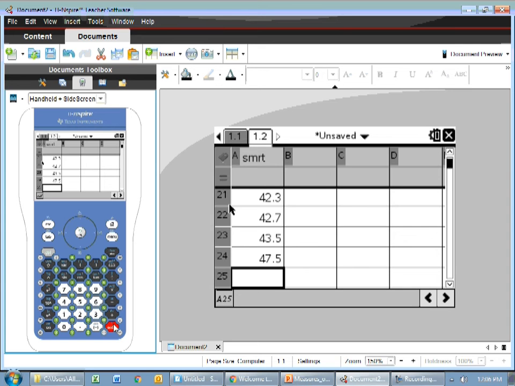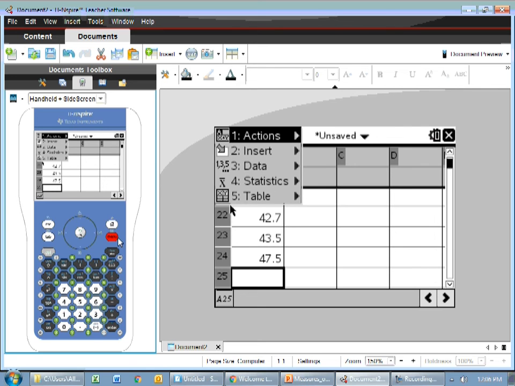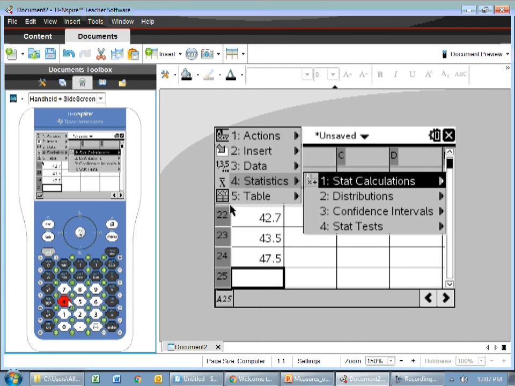Alright, so now that we have all of our numbers in the calculator, we are going to go through a process that will give us some information that's going to be very helpful here. So the first place that we need to go is to the menu. And our goal, of course, is that we are attempting to calculate some statistics for this set of data. So we will go to statistics, as well as stat calculations.